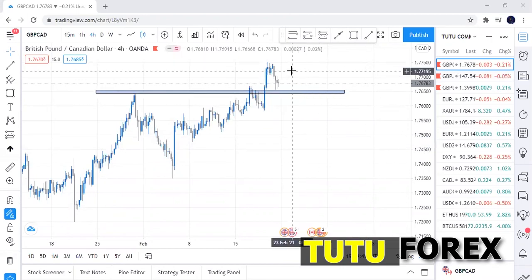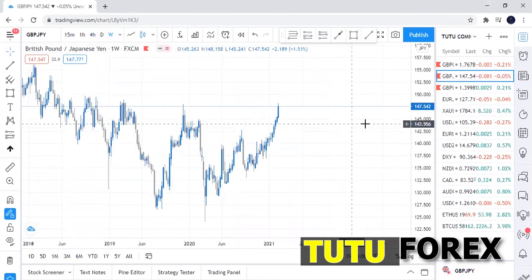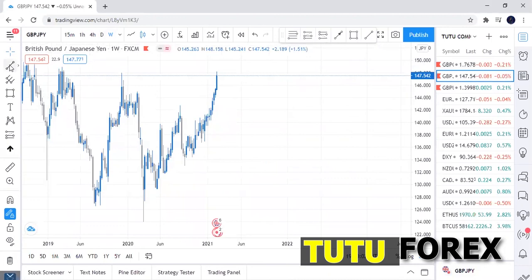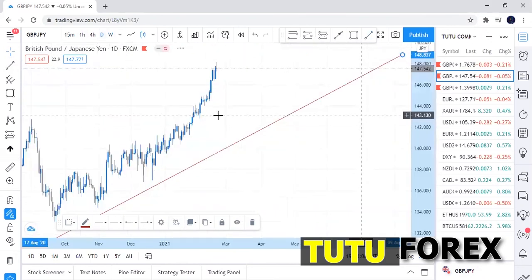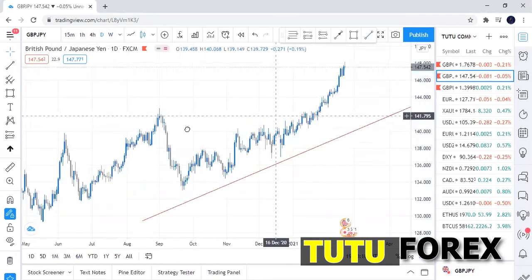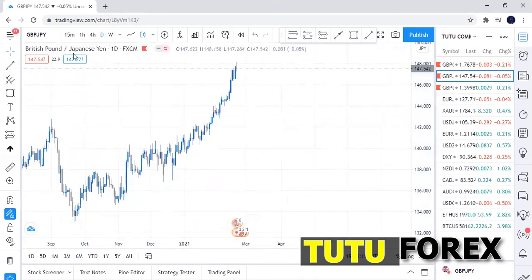So I'll show you another analysis for another pair. This is GBP JPY. Switch to the weekly time frame. Again, you can see the trend of the market is to the upside. Switch to the lower time frame to confirm. This is the daily time frame. Of course, nothing is going to change. It's to the upside as well.